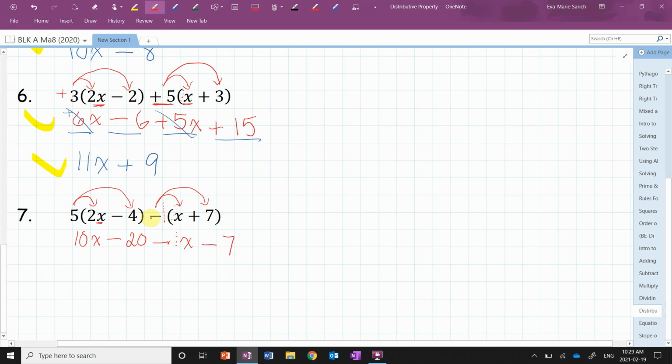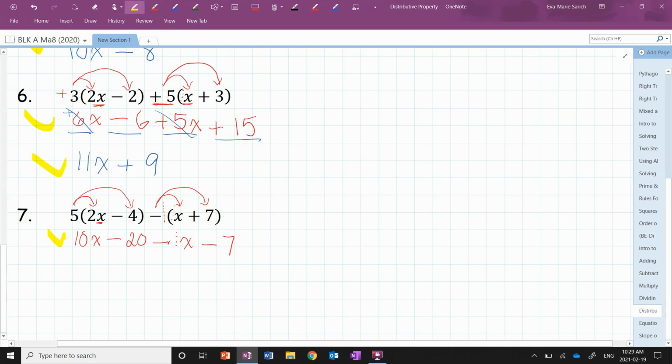So what happens when you have a negative in front of the bracket? All it does is change the sign. So this was a positive x, it becomes a negative x. This was a positive 7, it became a negative 7. All right, you get 1 mark for expanding your bracket.